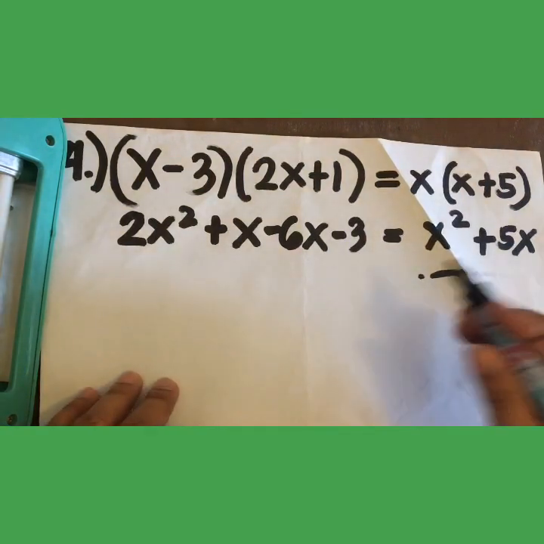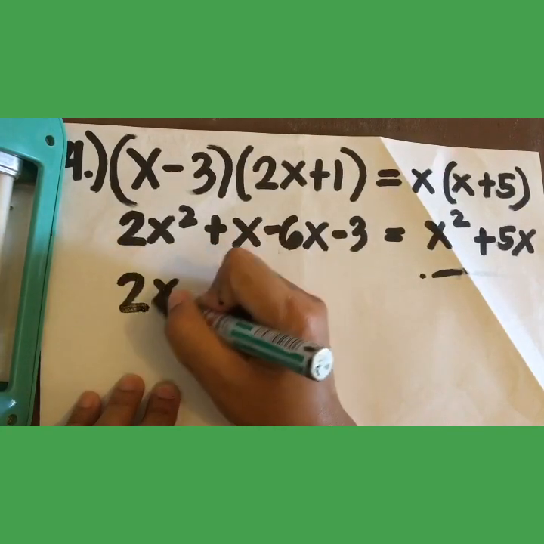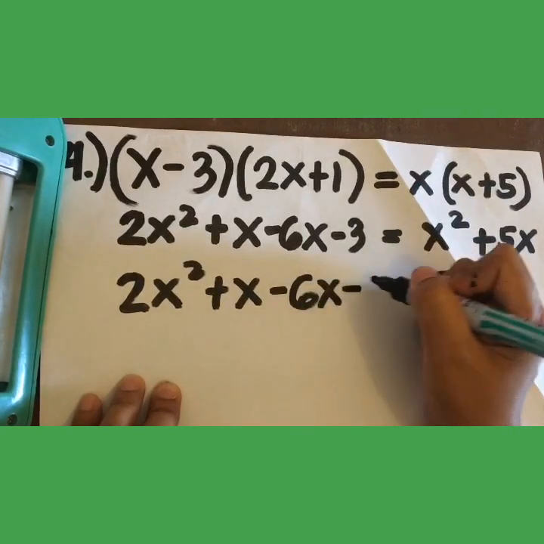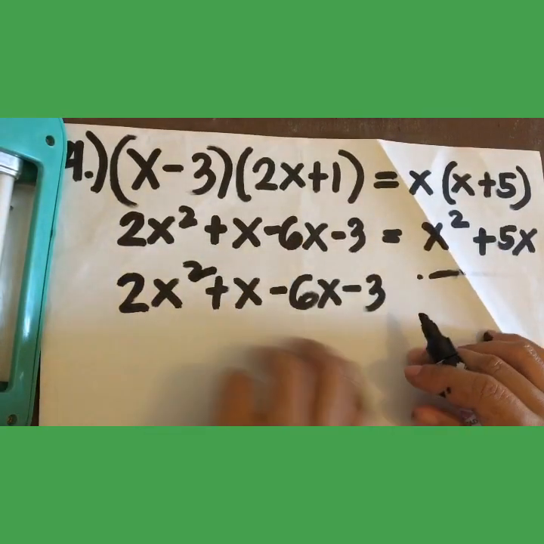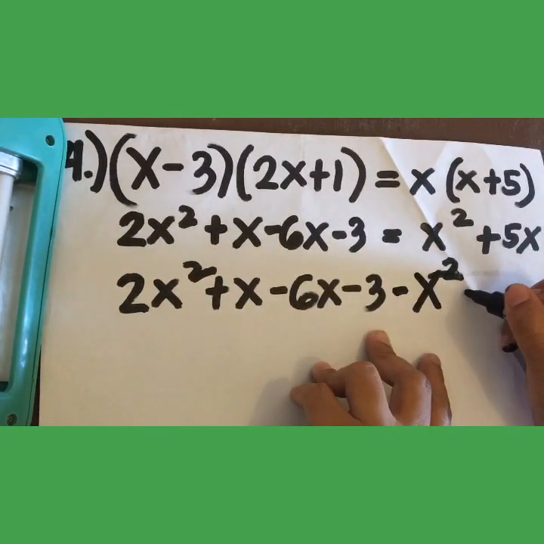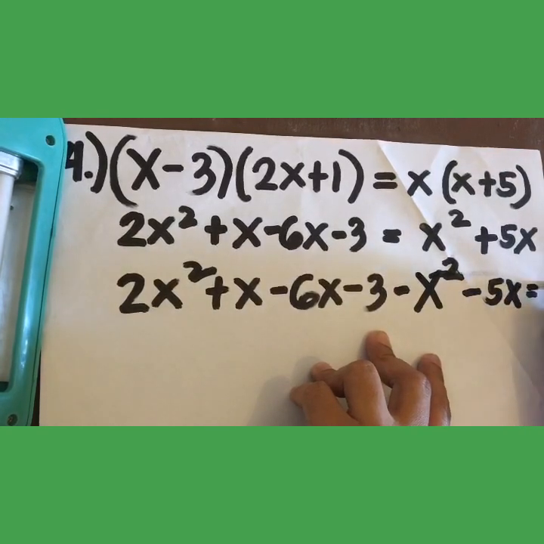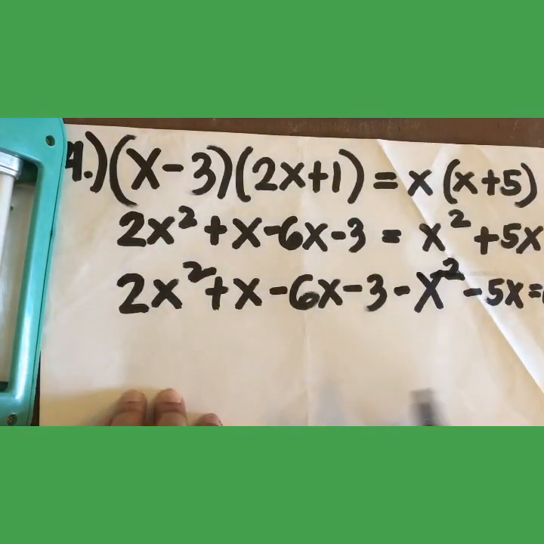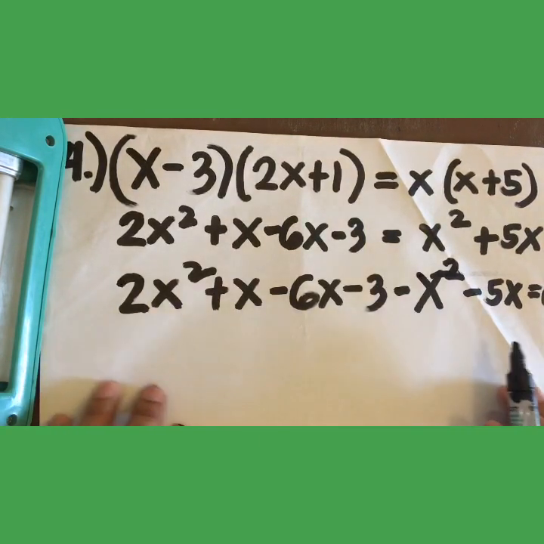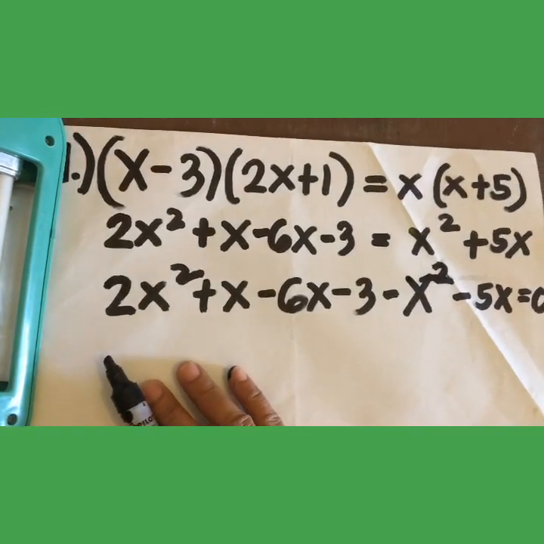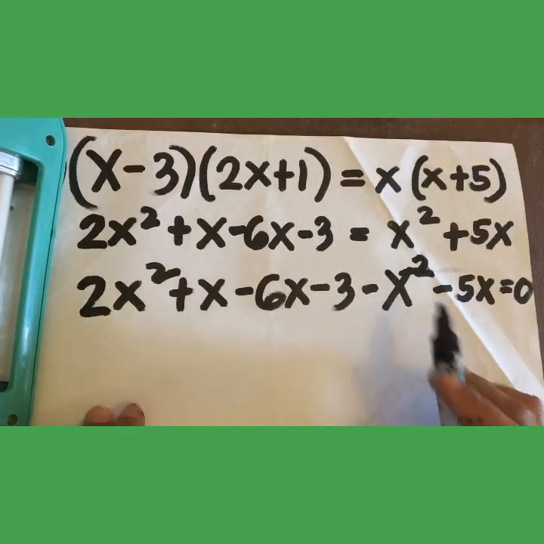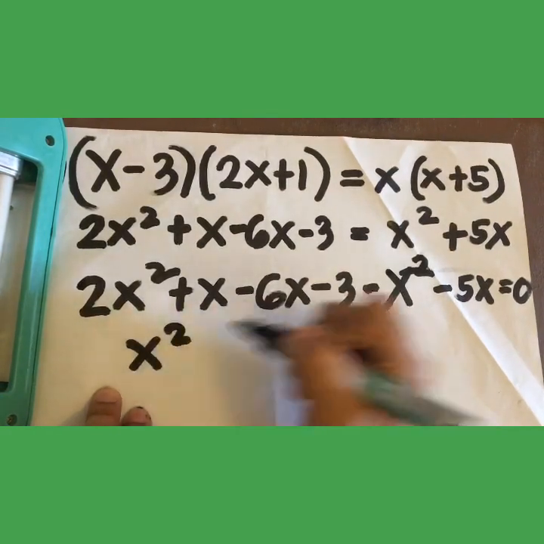Okay, so this time we'll combine like terms. So 2x squared plus x minus 6x minus 3. Then we transpose, this becomes negative x squared minus 5x equals 0. Okay. So, let's combine like terms now. 2x squared plus what? Negative x squared, that is x squared.